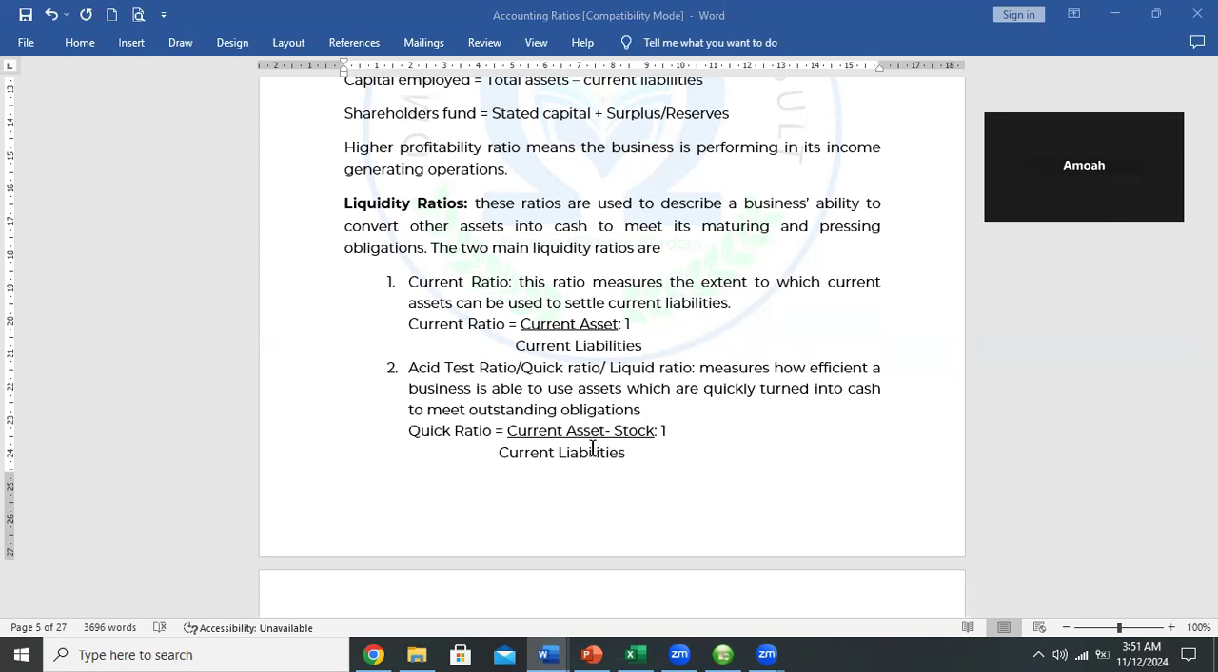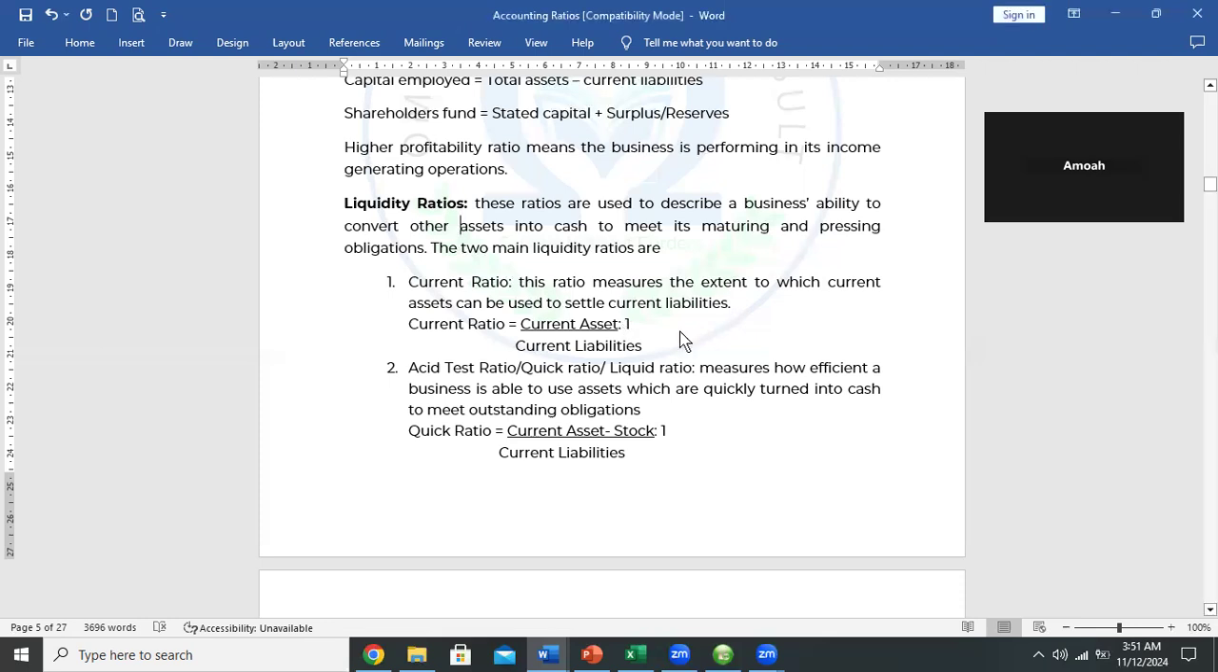What is the current ratio? The current ratio is looking at the relationship between your current assets and current liabilities. It wants to measure whether your current assets can settle your current liabilities if the need arises. So it is a ratio that is used to measure the extent to which current assets can be used to settle current liabilities. The formula is simple: your current assets divided by your current liabilities. And here we don't multiply by 100%. We compare it to 1, right?